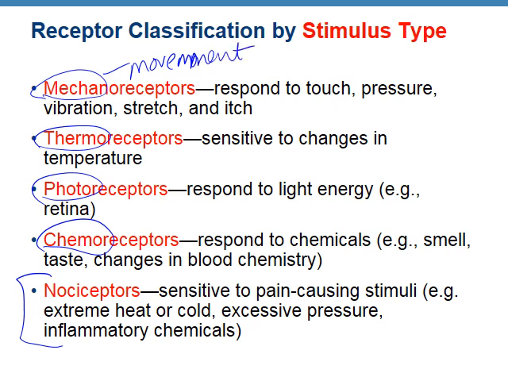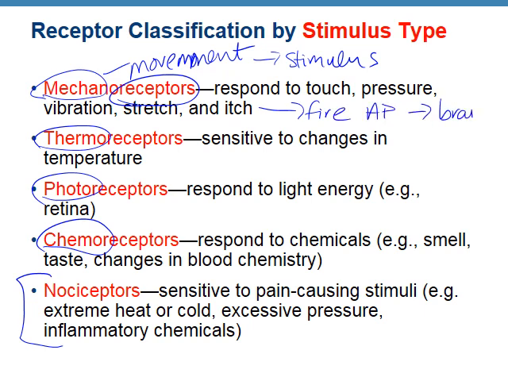So mechanical receptors, some sort of movement stimulus. So some sort of movement stimulus is going to cause these receptors to fire, generate an action potential, and send a message to the brain. Thermoreceptors. So some sort of temperature is going to activate a neuron. That neuron is going to fire, have an action potential, and that's going to send a message to the brain.